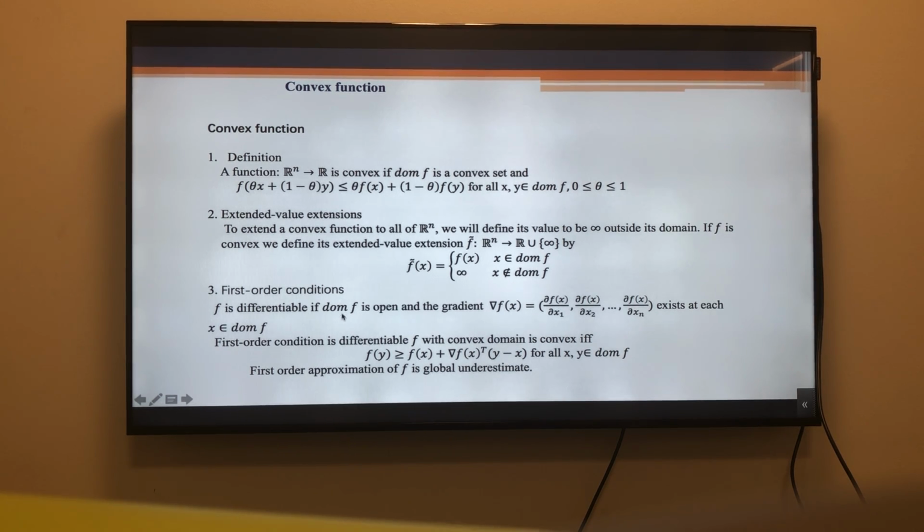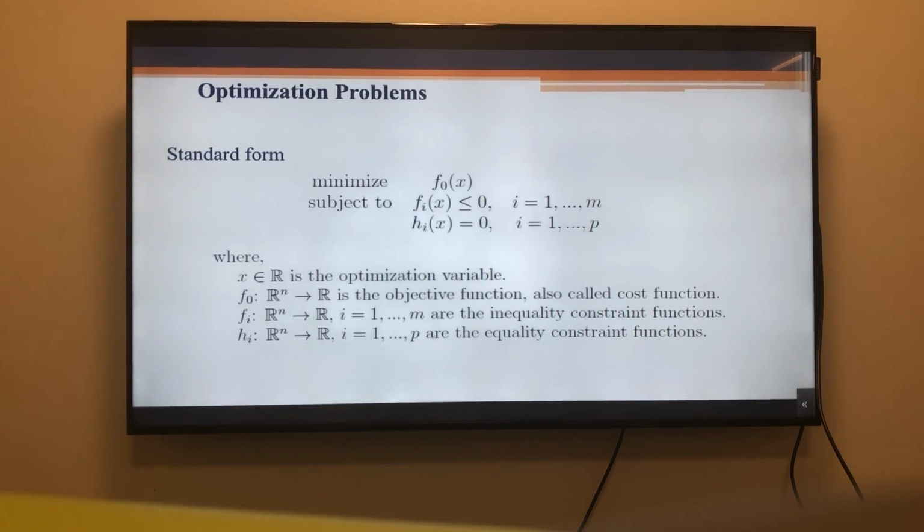And for the first order condition, if f is differentiable, the domain of f is open and the gradient exists at every x in the domain of f, then a differentiable f with convex domain is convex if and only if this inequality holds for these points. The first order approximation of f is a global underestimate. There is another part. My team member Jiliang will introduce the rest.